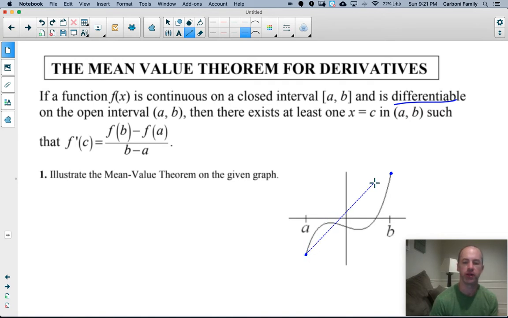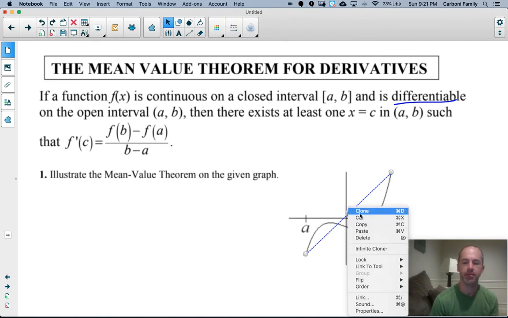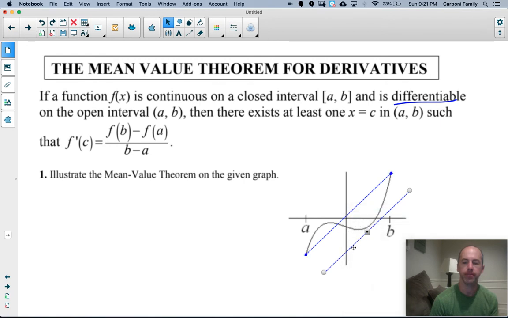So if I draw a line from x equals a to x equals b, and I think about that slope, whatever that slope is, f prime of c must equal that. And f prime of c means the slope at a point. And so if I just copy that and drag that around, there is a point on this graph where the slope at that point, the value of the derivative, does equal the slope from point A to point B.